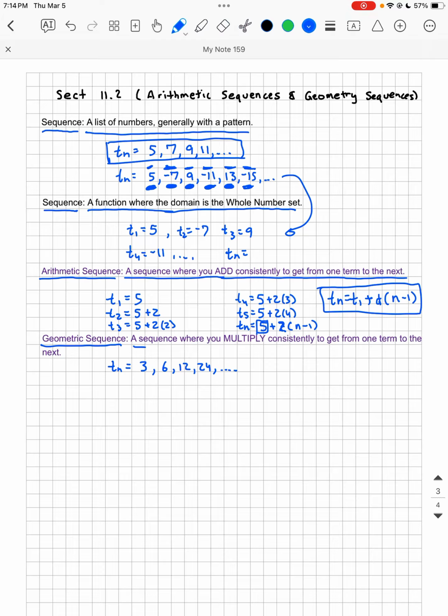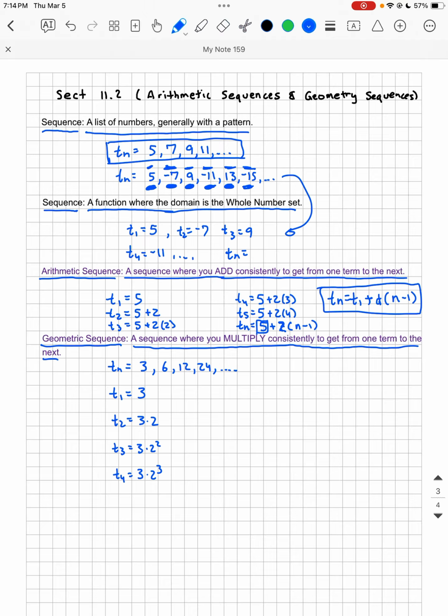Now, note what's happening here: just as we said, it's a sequence where you multiply consistently to get from one term to the next. What I am multiplying by to get from one term to the next is 2, just for simplicity's sake. So if we generate a pattern just like before, T of 1, the first term, is 3. T of 2, the second term, is 3 times 2, which gives us 6. T of 3 is equal to 3 times 2 squared, which is equal to 12. T of 4 is equal to 3 times 2 to the third power, which is 24, and so on and so on.